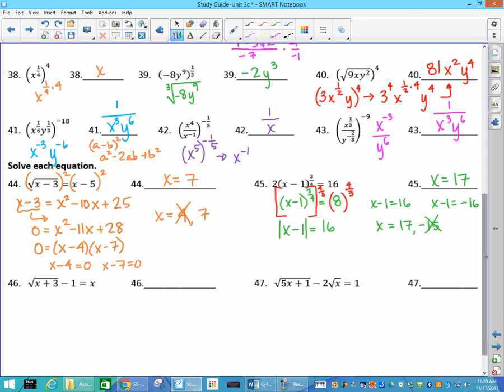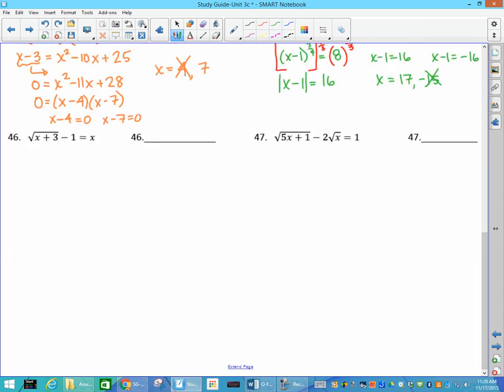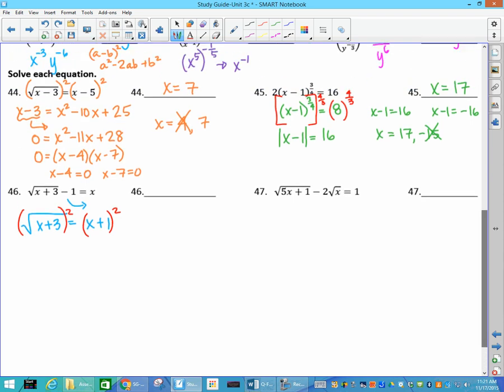All right, last two. Again, you want to isolate that. So we're going to move that 1 to the other side, and that's going to give me x plus 3 equals x plus 1. Okay, and I'm going to square both sides to get rid of that radical. And I'm writing it like that so you can hopefully remember that that's that binomial thing that we have to square that we did. We have to do this to that thing again.